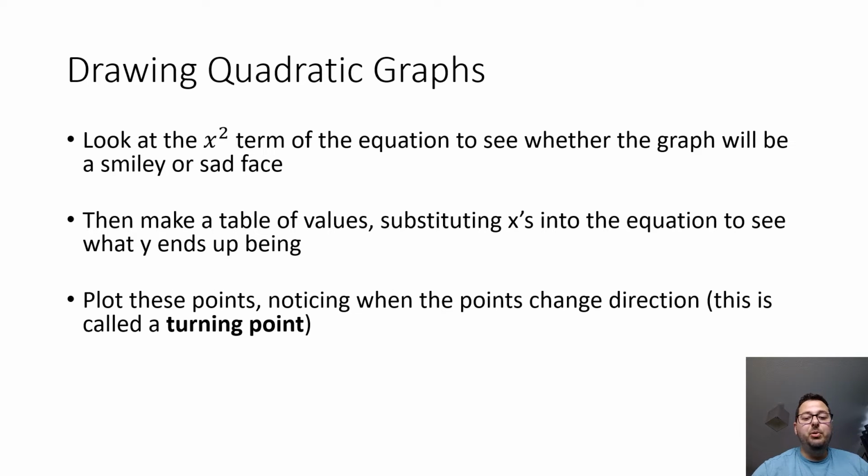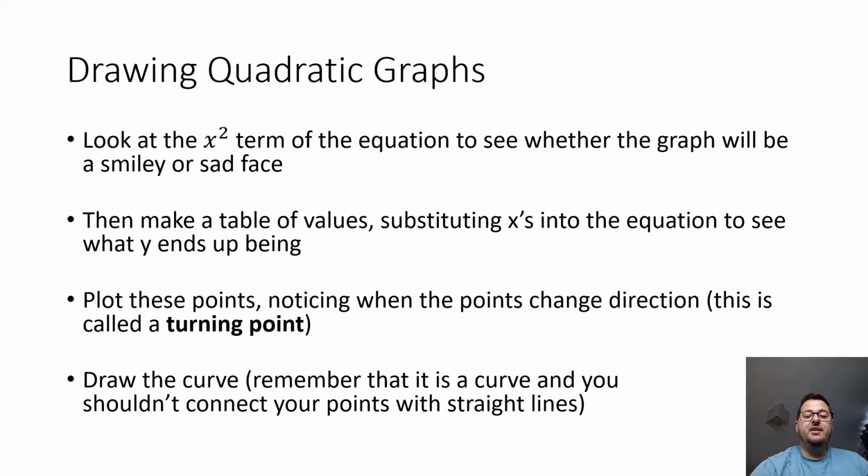points. So plot these points and notice where it changes direction. Whether it's a bowl or a hill, there's always going to be that point where it starts changing direction, either the bottom of the bowl or the summit of the hill. That's called a turning point. And then draw the curve. Remember that it is a curve, so you shouldn't be drawing straight lines between the points. It should be a nice, smooth curve.